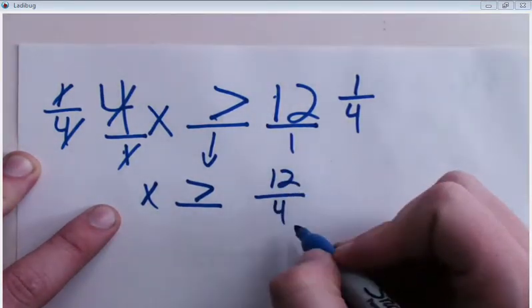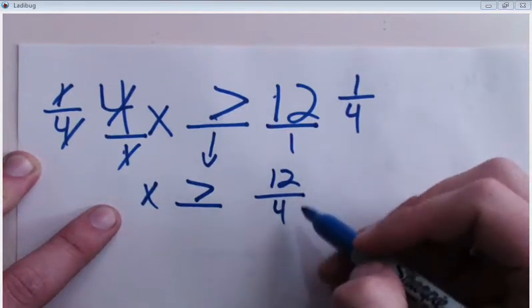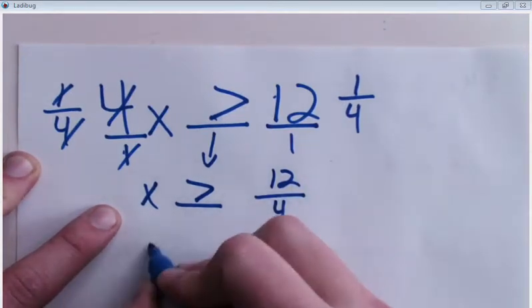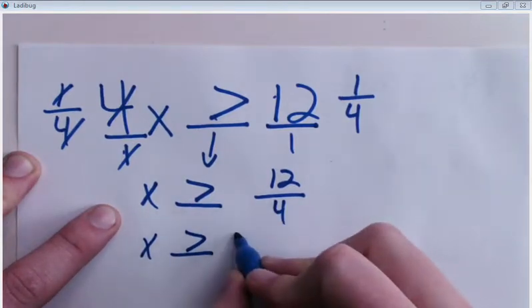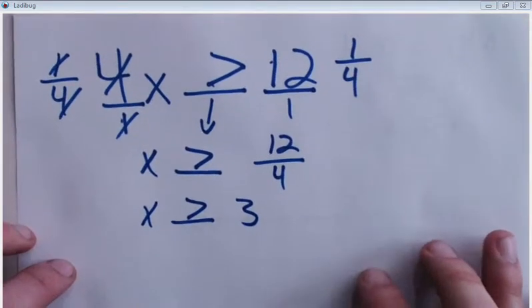And we know that whenever we have a fraction, we can divide. So top dog goes in the house, 12 divided by 4. And we end up with x is greater than or equal to 3. All right, so go ahead and copy that down. We're going to graph it in just a second.